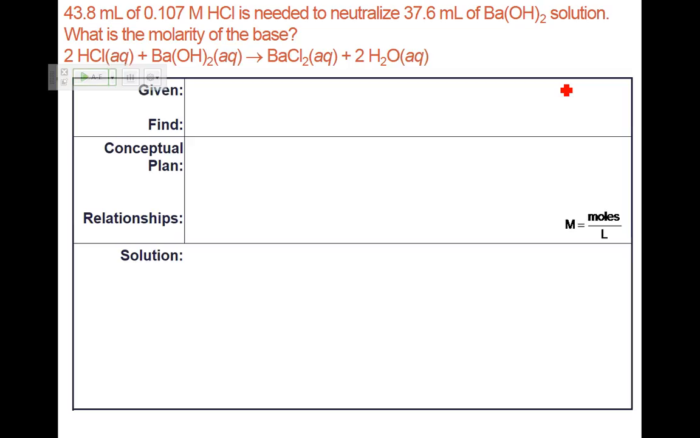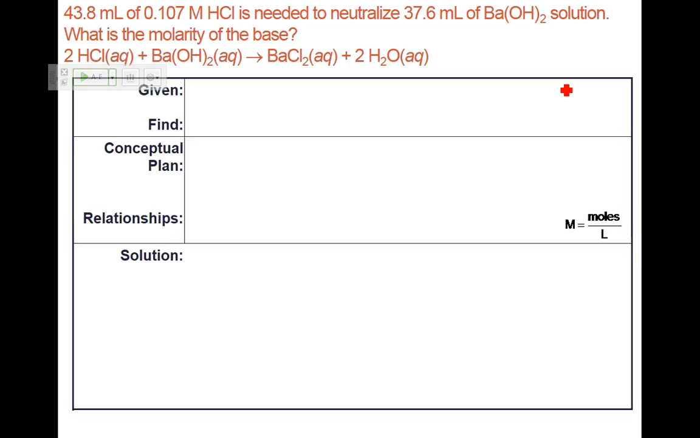So what this tells me is I have an unknown concentration of a barium hydroxide solution. And I know how much volume I have, but I don't know my concentration. But I do know that it took 43.8 milliliters of a certain concentration HCl solution to neutralize it until it stopped reacting. So that means I can figure out the molarity of my barium hydroxide solution because I know the stoichiometry of my reaction. I know it takes 2 moles of HCl to react with 1 mole of barium hydroxide. I know that based on my chemical equation.